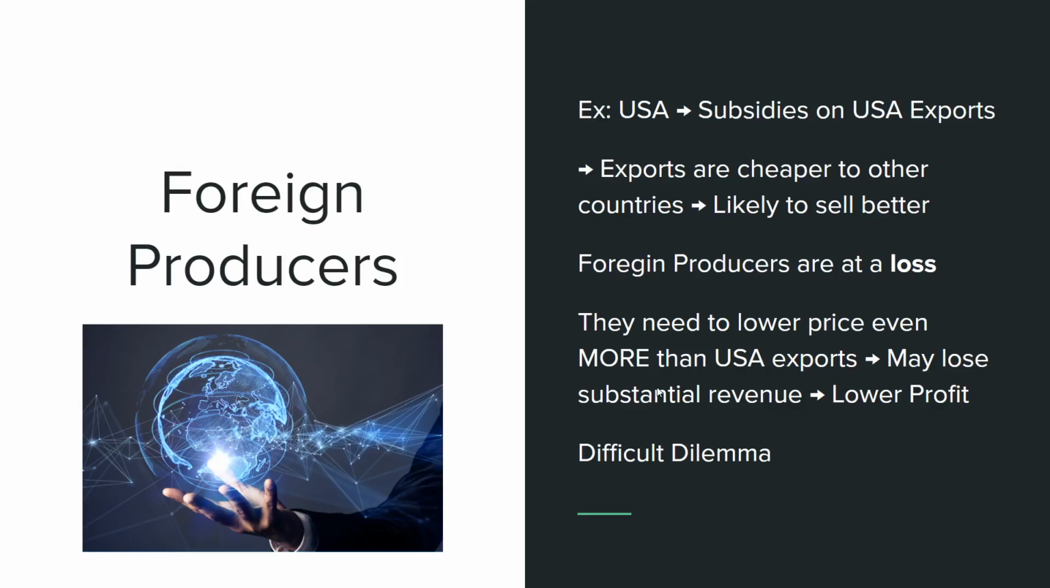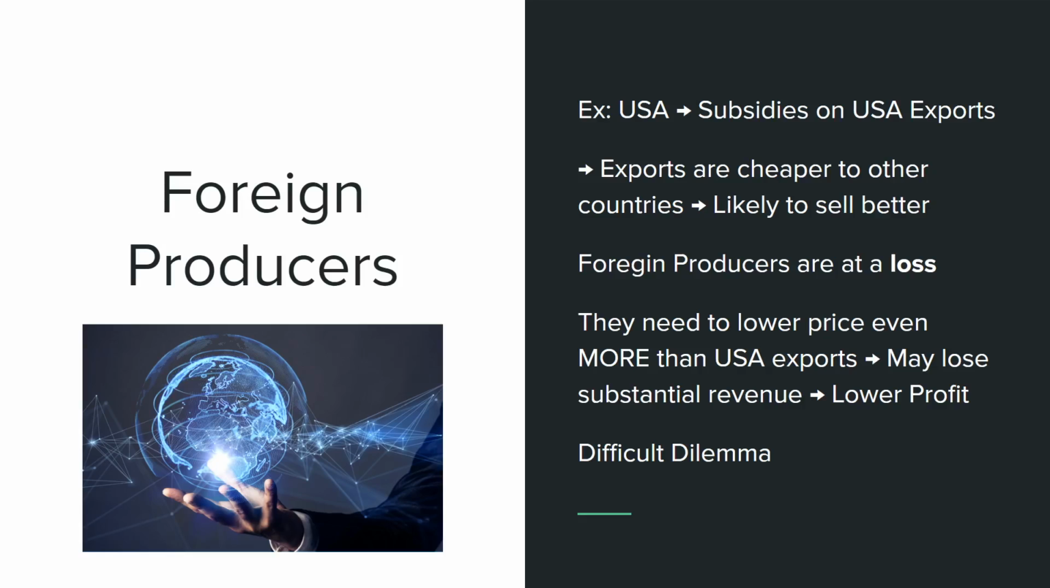Foreign producers are the last stakeholders. We never saw these stakeholders before, so we're going to consider an example here because it's easier to understand. So let's say we are the USA, which we most likely are. All of you are going to be from the United States of America, and we want to place subsidies on USA exports. So exports are cheaper to other countries, right? We learned that if we put subsidies on a good, it lowers the price of it. So if exports are cheaper, they are more likely to sell.